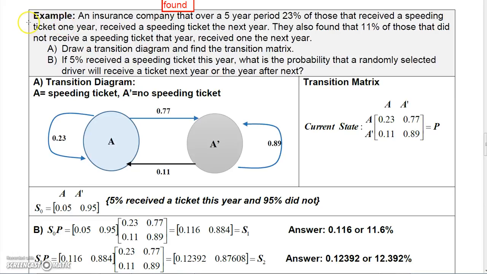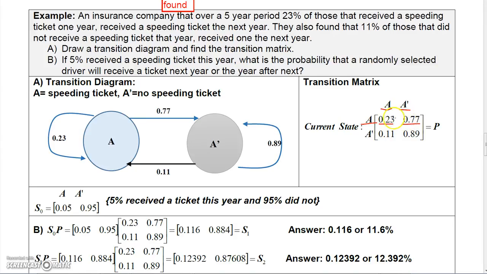Okay, let's look at an example here. I had to put a little insert here because I left a word out. An insurance company found that over a 5-year period, 23% of those that received a speeding ticket one year received a speeding ticket the next year. So if you look down here in the transition matrix, A is those people that received speeding tickets, and I broke it up into 23% that received a speeding ticket the next year, and A prime would be those that didn't receive a speeding ticket the next year.